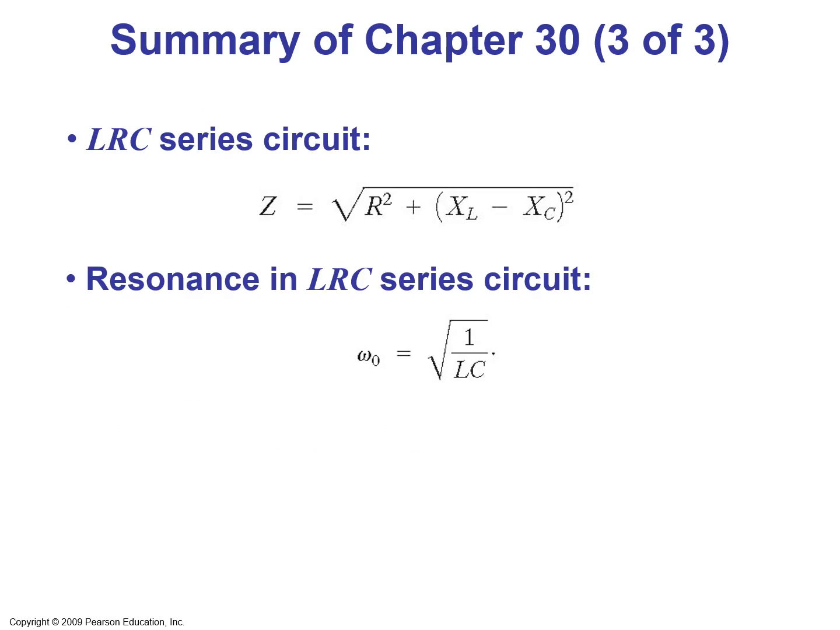In an LRC series circuit, impedance Z is equal to the square root of R squared plus (X sub L minus X sub C) squared. Resonance in an LRC series circuit is given by omega naught equals the square root of 1 over LC.